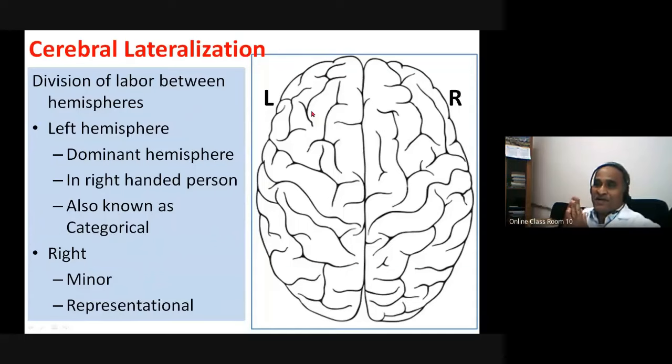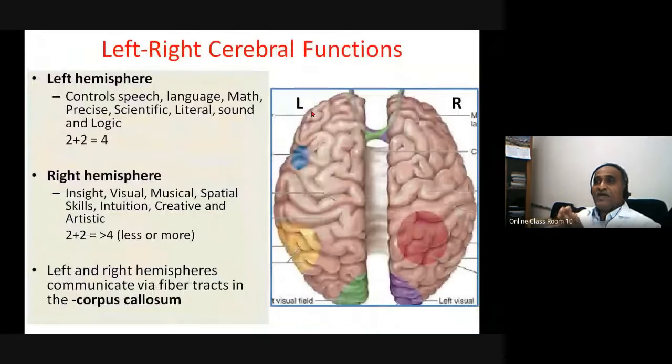Now you may be wondering why there is a division of labor, and what is the division of labor between the right and the left hemisphere. If you are looking at that, this is the left hemisphere and the right hemisphere. They have been separated, and these two are interconnected here. This is the corpus callosum. Left and right hemispheres communicate via it, so that means they talk to each other. That is what I call the commissural fibers.